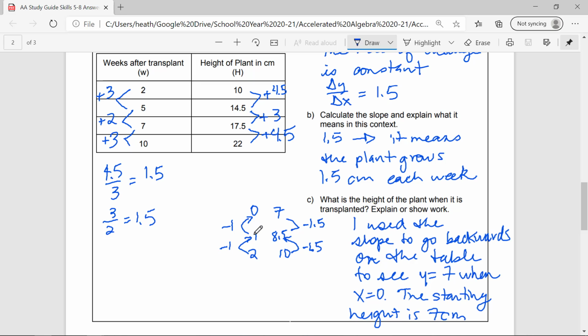Every time I go down 1 for the x or the w, I must go down 1.5 for the height. So at 1 week, it must have been 8.5 centimeters tall. And at 0 weeks, it must have been 7 centimeters tall. So that must have been the starting height. You might have done it by writing out the whole equation and solving for the b, and that's totally fine too.